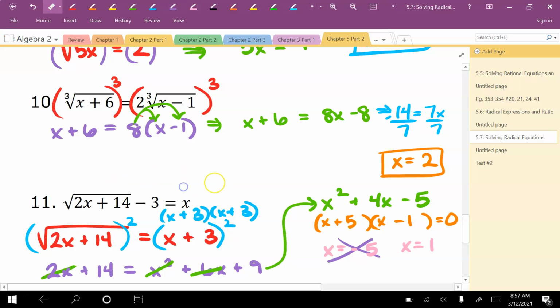If I go and I test the positive 1, 2 times 1 would be 2. Plus 14 is 16, and the square root of 16 is 4, minus 3 is 1, and then equals 1. So this is a good answer.